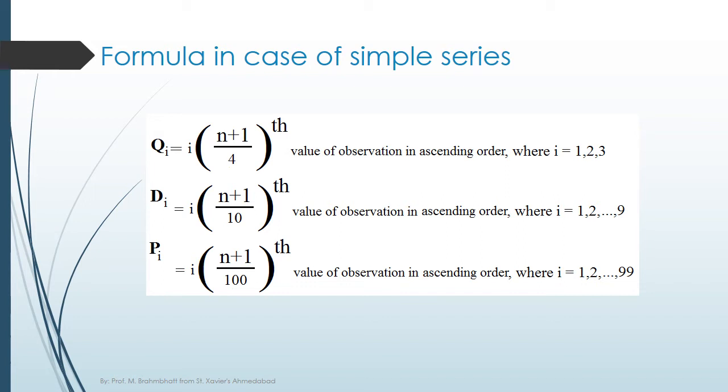For deciles, Di is equal to i into (n plus 1) divided by 10, the value of observation in ascending order, where i is equal to 1, 2, 3, 4, 5, 6 up to 9. And for percentile, Pi is equal to i into (n plus 1) divided by 100th value of the observation in ascending order, where i is equal to 1, 2, 3 up to 99.